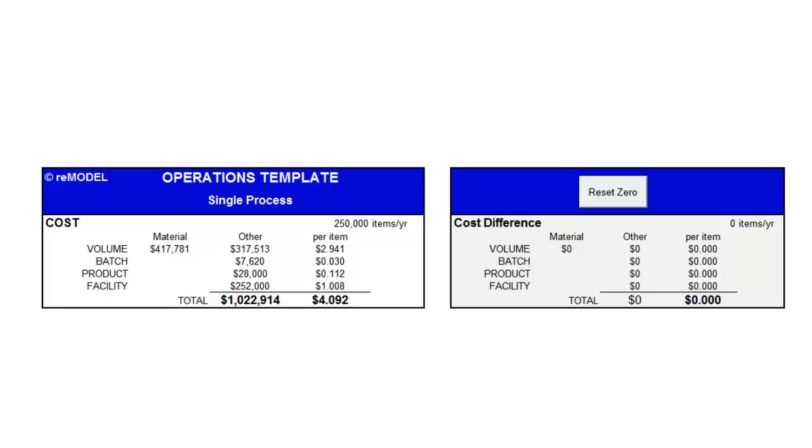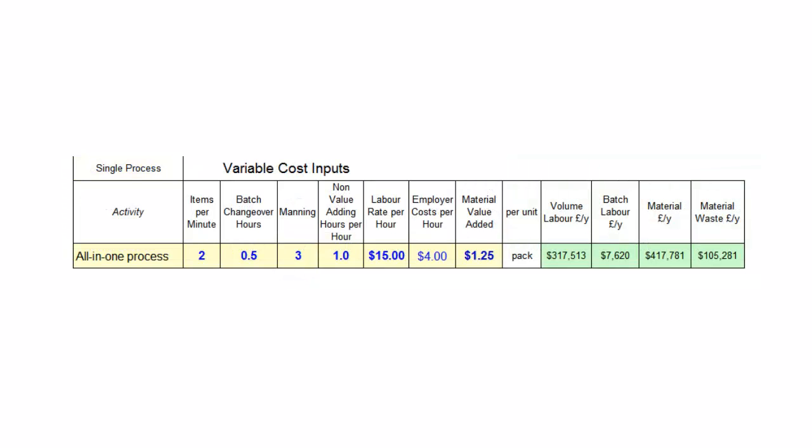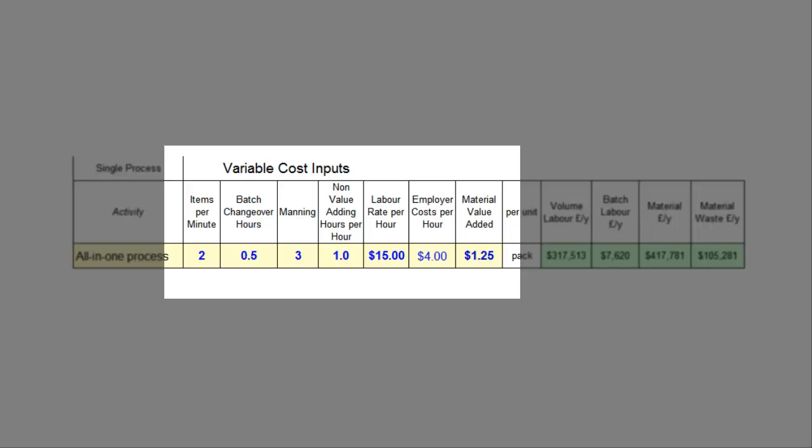To play with cost ideas, we need a couple of types of input. The process type defines things like waste and batch size. Inputs are color-coded: blue text on a cream background. The green part shows the model's calculation of some process parameters. You can see the product defined as a pack with just one as the unit of sale. Packs will be assembled in batches of 2,500, 300 of which are wasted in a fixed manner and a further 15% wasted routinely. The cost tab has information on line speed, manning, labor and material costs.